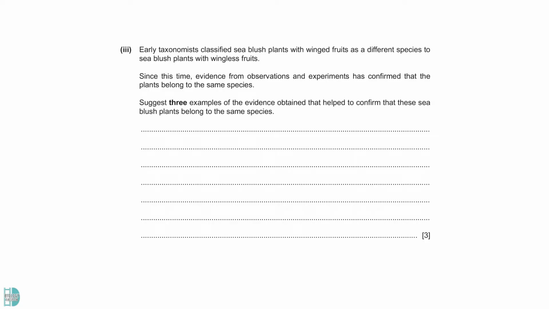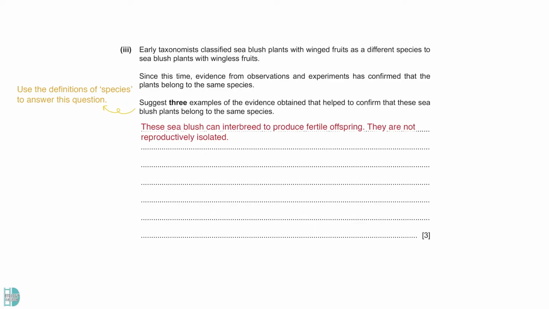A3 suggests 3 examples of the evidence obtained that help to confirm that these seed blush plants belong to the same species. To answer this question, you have to use the definitions of species. The first and most common way to define a group of organisms as the same species is that they can interbreed to produce fertile offspring. This means that they are not reproductively isolated from each other.